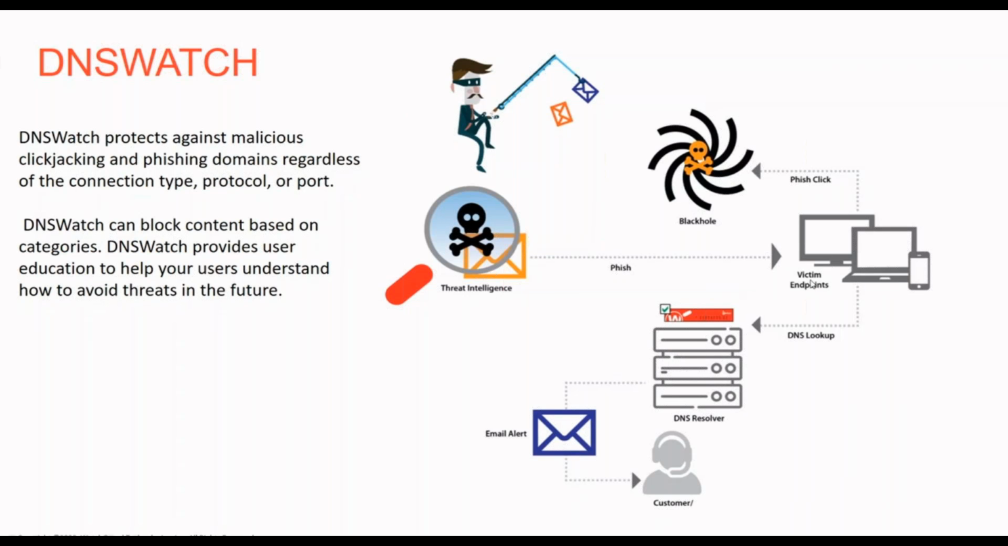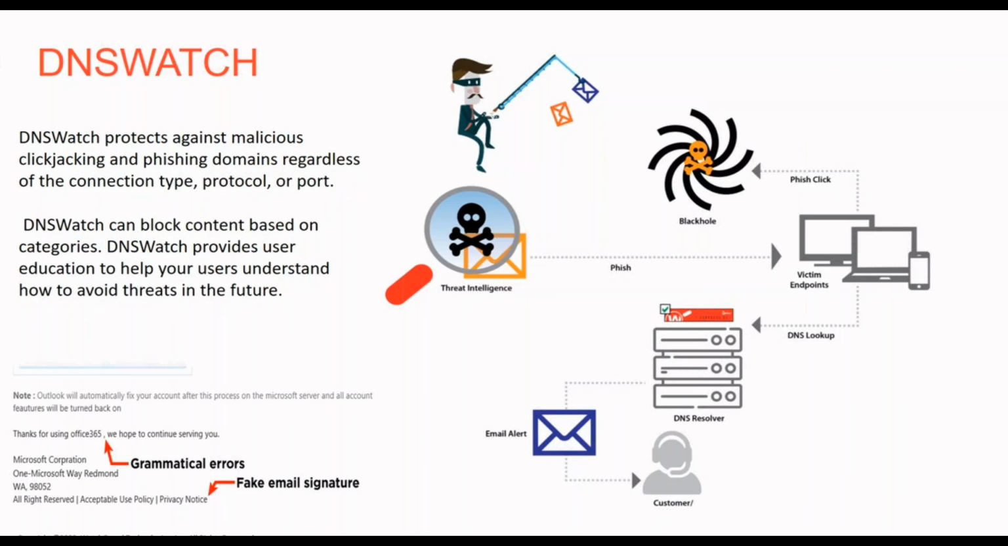Happy clickers. Once they click on it, you will notice on the victim endpoint, and we know that it is actually a phishing attack, we will send the attacker to the black hole, right? Once the DNS lookup is done, the DNS resolution happens, and we know that it's a phishing attack, we will send an email alert to the customer or the administrator. So this is one of the steps that you can take to stop attacks related to phishing.